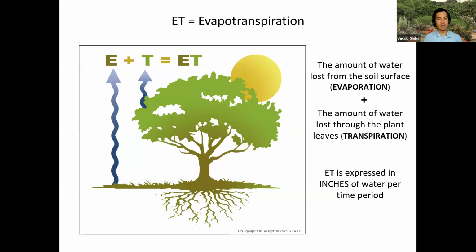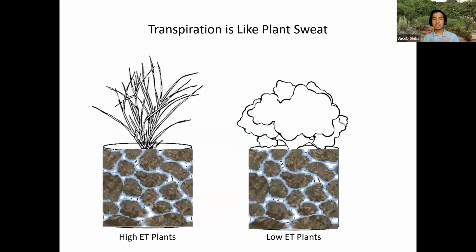And we typically express this in terms of inches per year. Now, diving a little bit deeper into transpiration here, I mentioned transpiration is like plant sweat. So if we look at the image on the left here, this represents our high water plants, our high ET plants. This is typically going to be our cool season grasses.